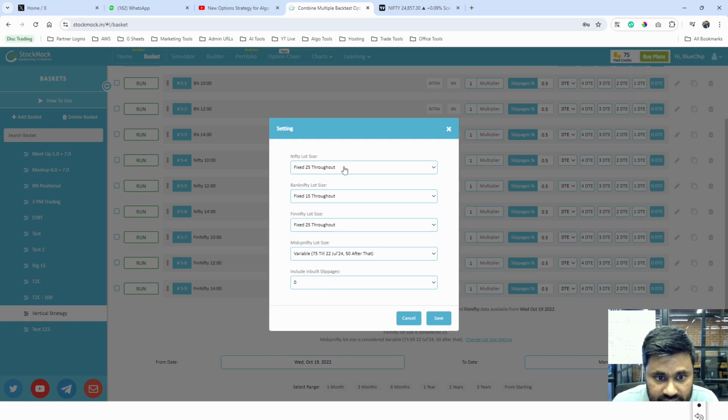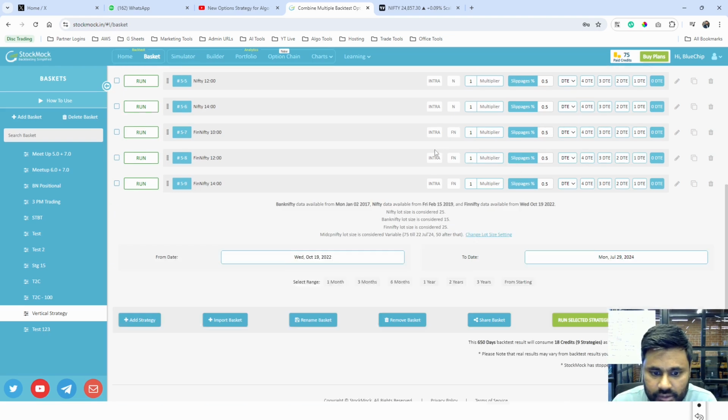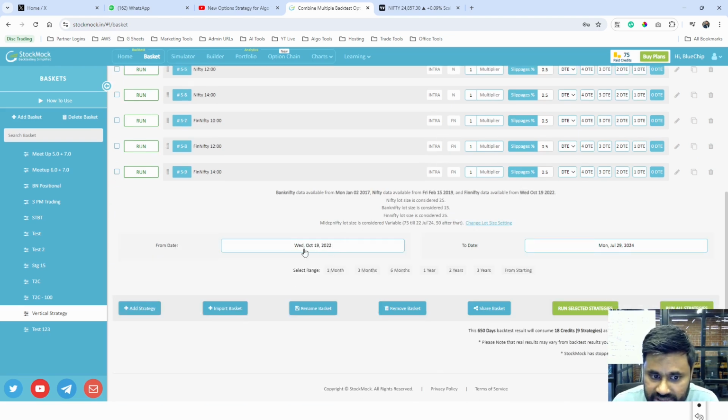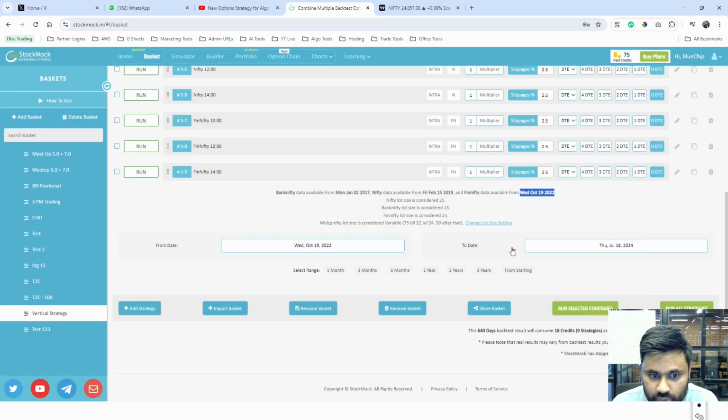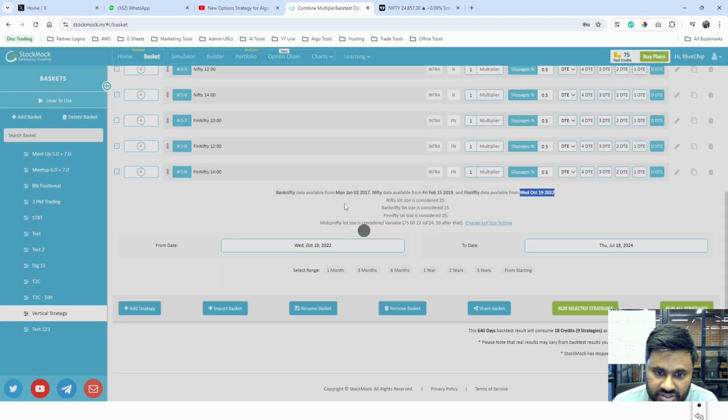And Nifty lot size, that's okay. Let's put 25. Current lot size 15, and then 25. Okay. And last time also we discussed that Finnifty data is available only from October 19, 2022, and so here also we would be doing only till July 18th, which is 1 year 9 months. All right, so let's run all the strategies.